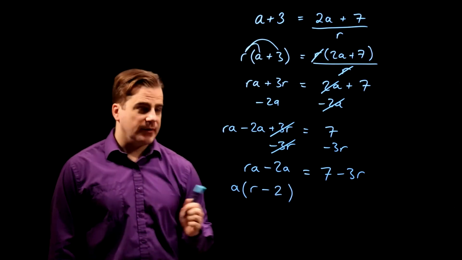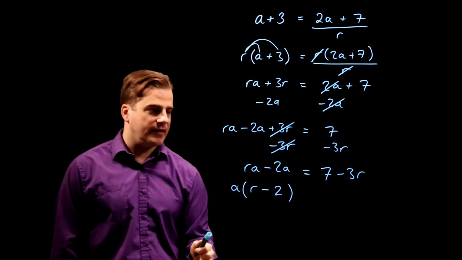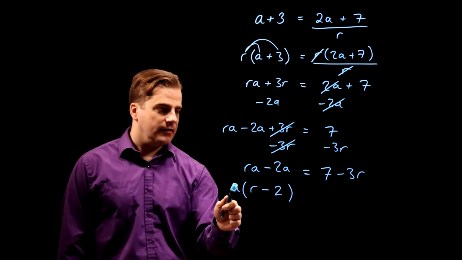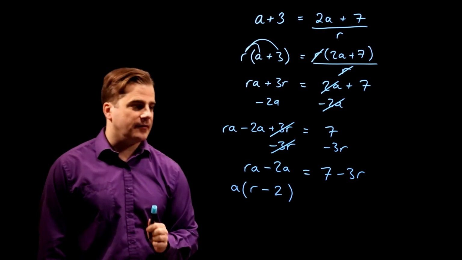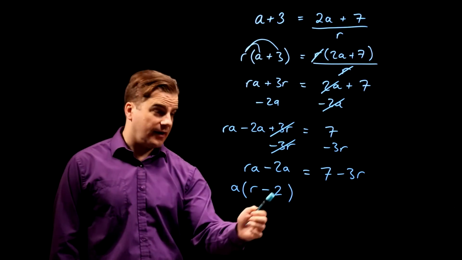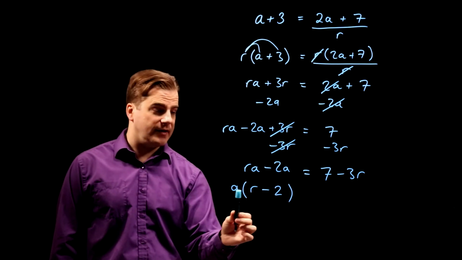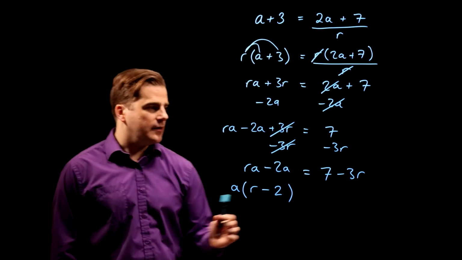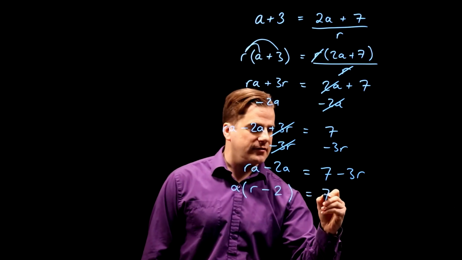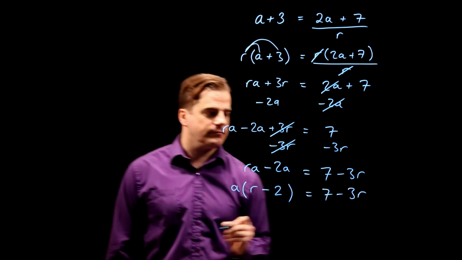Okay, we can check, multiply this out, we should get that. A times r is ra, a times minus 2 is minus 2a. Yeah, so we factorized. And as you can see, we've magically turned the two a's into one. And this side just stays the same, 7 minus 3r.